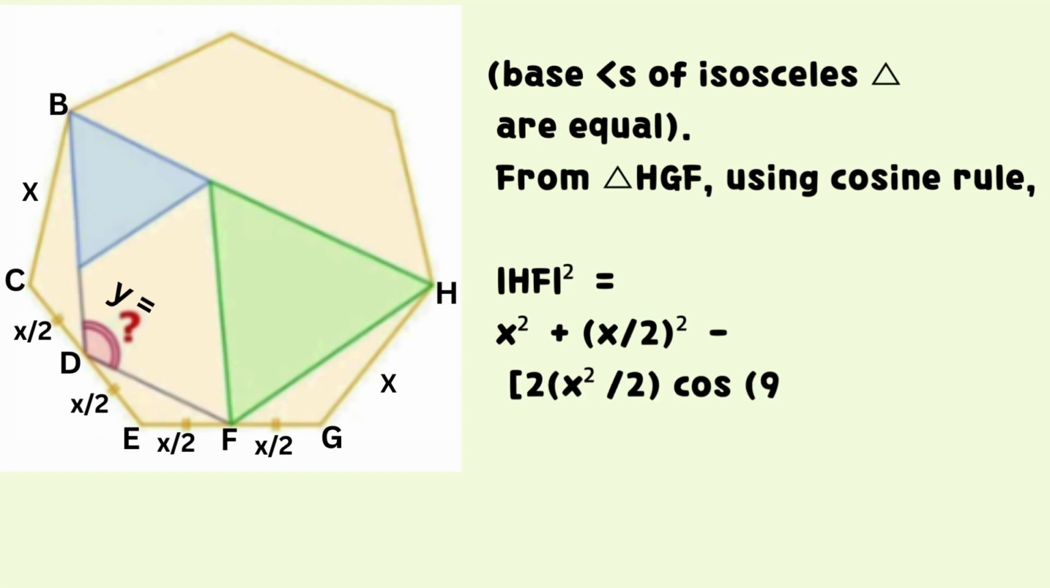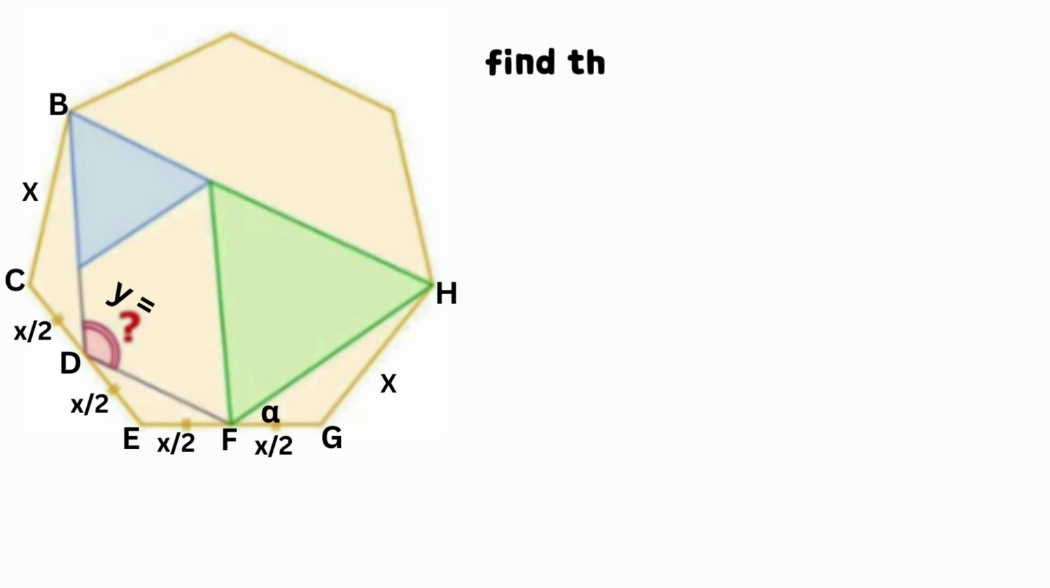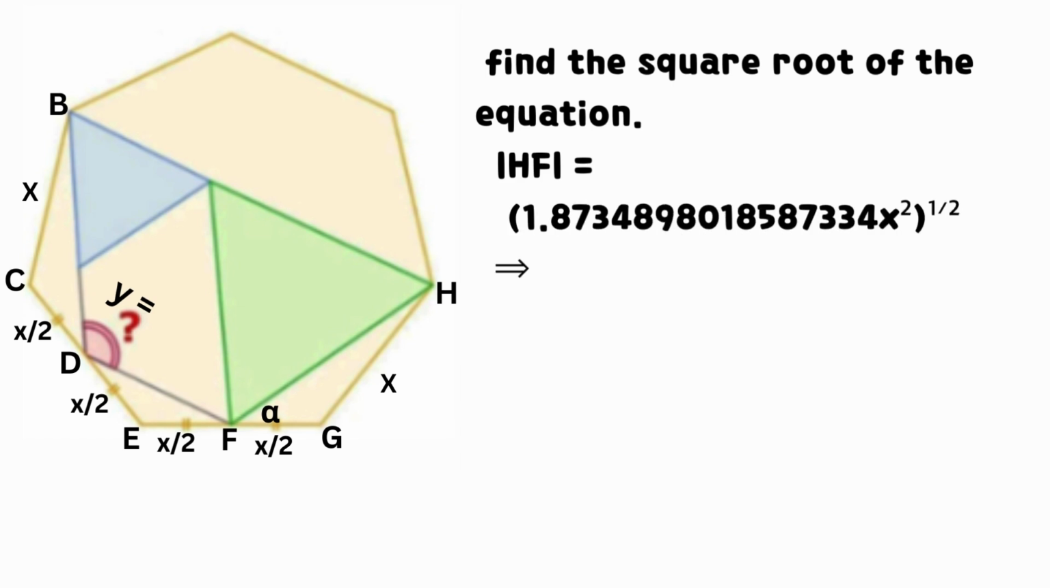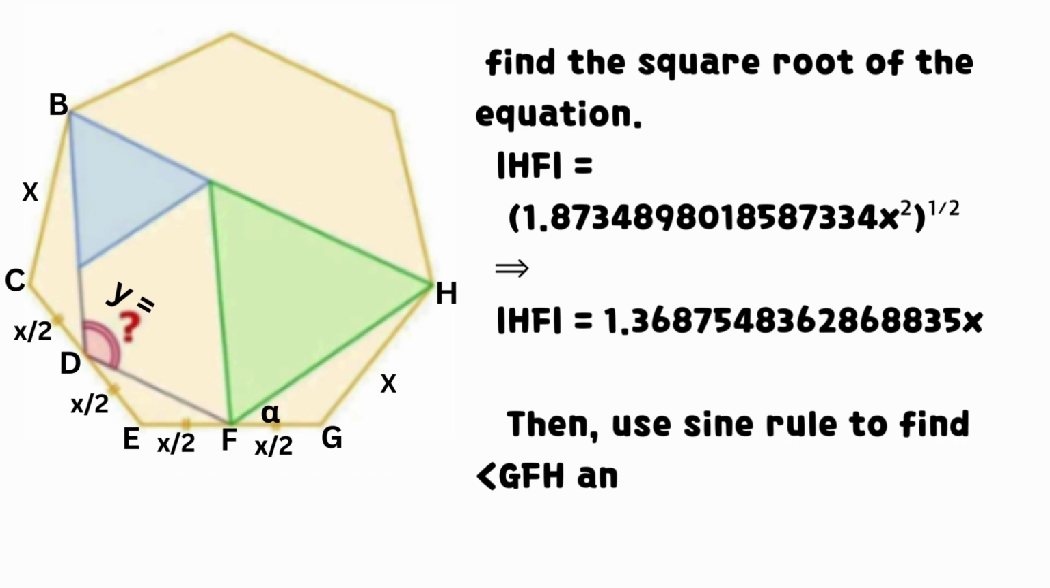From triangle HGF using the cosine rule, the square of line HF equals 1.8734898018587334 multiplied by the square of X, after substitution and simplification of values. Find the square root of the equation. We have that line HF equals the square root of 1.8734898018587334 multiplied by the square of X. Thus, length HF equals 1.36875483628688835 multiplied by X. Then, use the sine rule to find angle GFH.